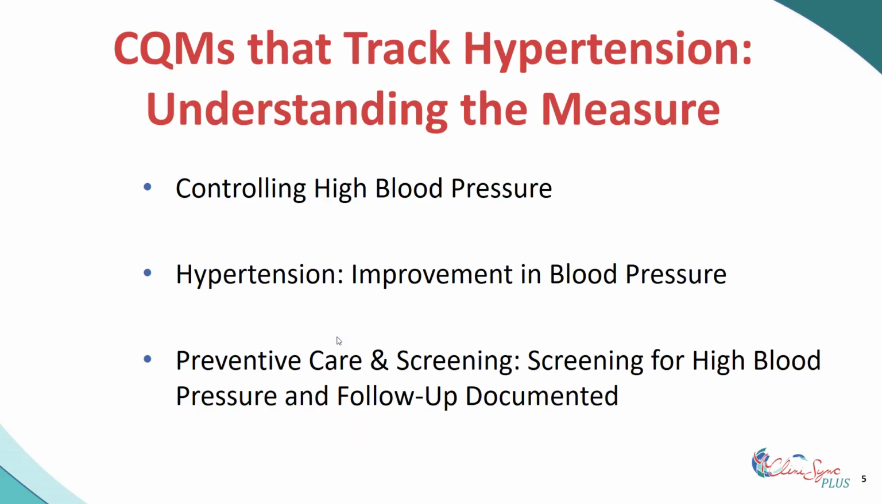There are three quality measures related to hypertension. The first being controlling high blood pressure, the second being hypertension improvement in blood pressure, and the third is really a pre-hypertensive measure that is called preventative care and screening for high blood pressure and follow-up documented. We're going to take a closer look at each of these quality measures.